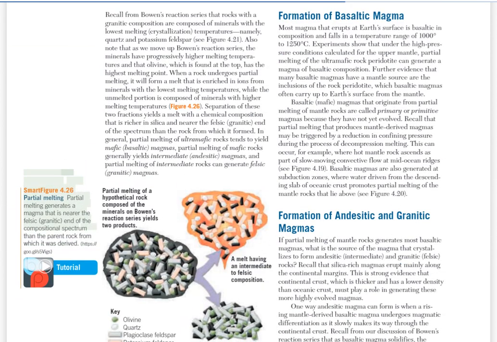Smart Figure 4.26. Partial melting generates a magma that is nearer the felsic end of the compositional spectrum than the parent rock from which it was derived.